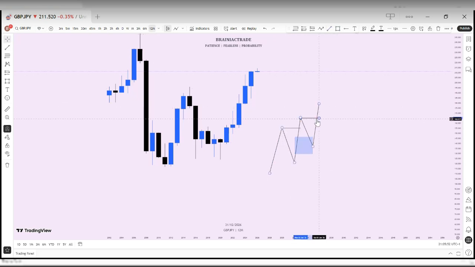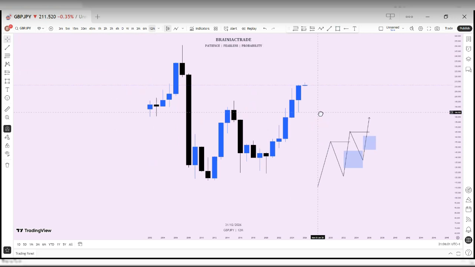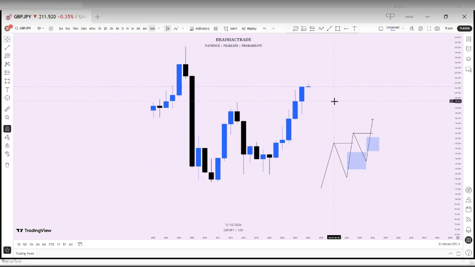external range liquidity, internal range liquidity, and so on and so forth. So let's use this formula here now.